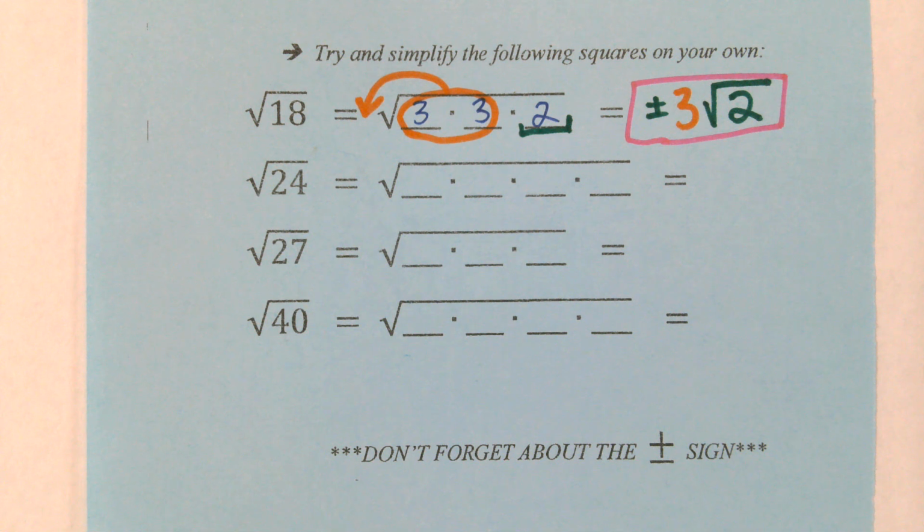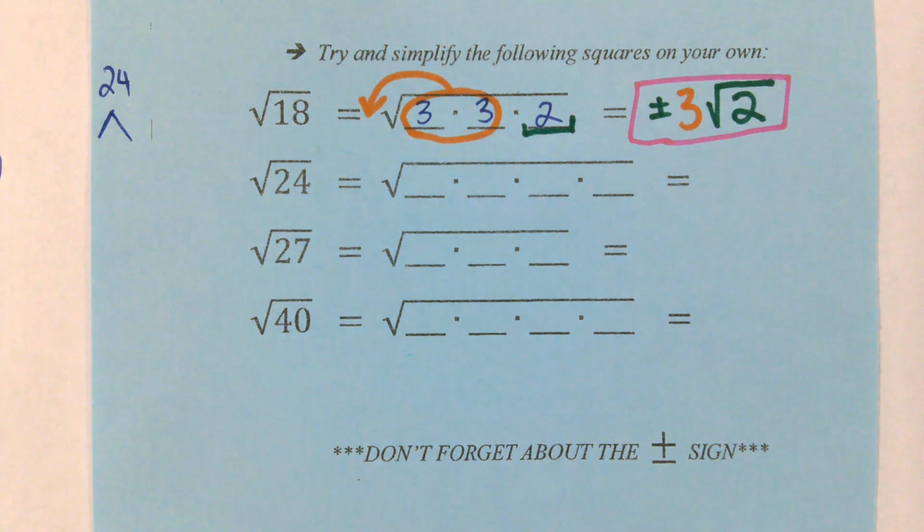Give me a thumbs up if you see how we got that answer based on that factorization. Anybody? Couple people? Good. Okay. Let's kick it up a notch. Let's go to 24 now. Let's go ahead and factor out 24.